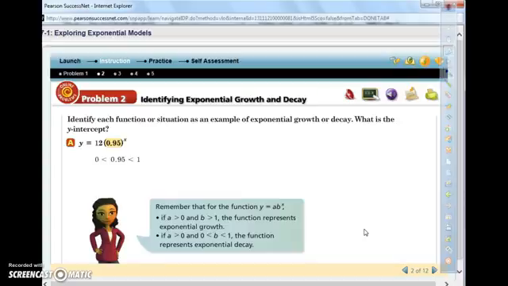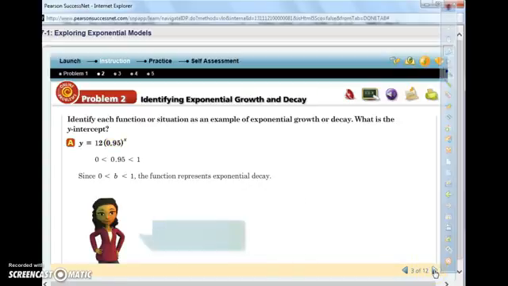$9,500 is between 0 and 1. Since the value of b is between 0 and 1, the function represents exponential decay. For the function y equals a times b to the x power, the y-intercept is a. The y-intercept for this function is the value of a, which is 12.